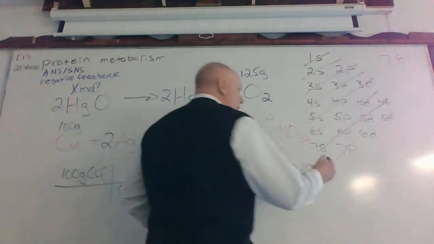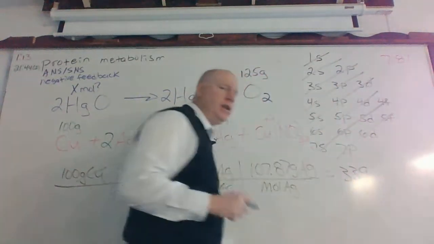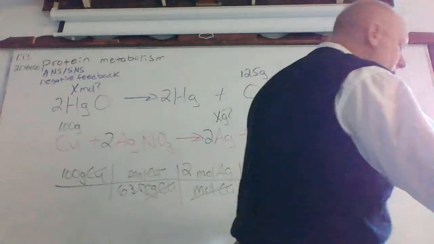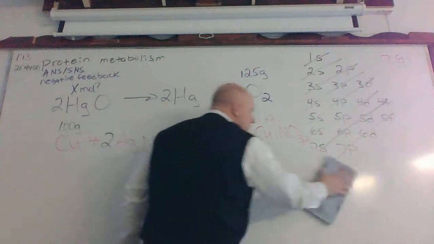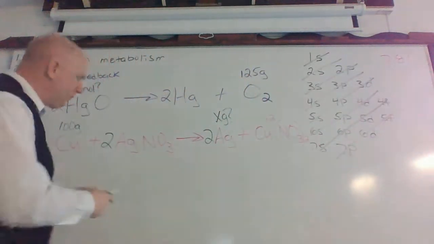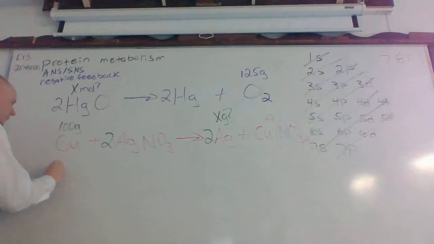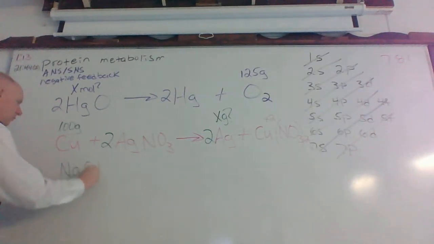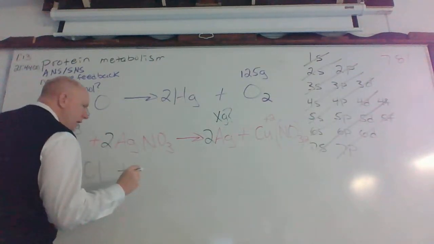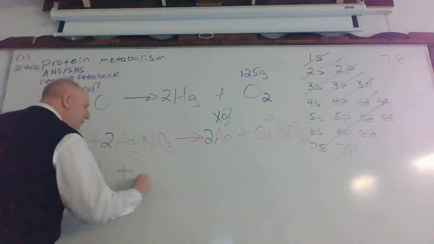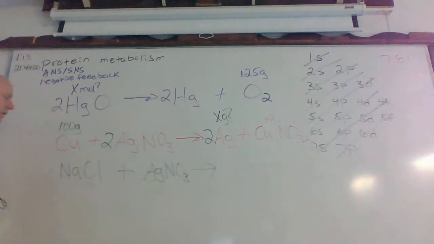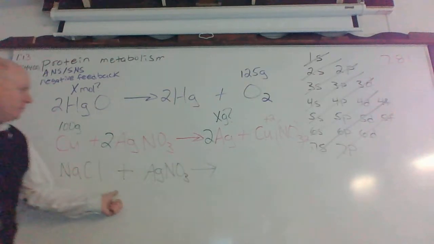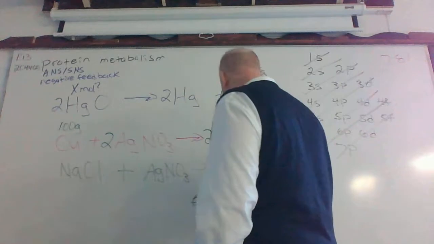So, yes, 339 was the answer for that. Section review, page 311. It says sodium chloride, which is what? Does it say silver nitrate? Is there anything we need to change on this left side? Nope. So if there are no little subscripts, what's going to happen when we get to the right side here?